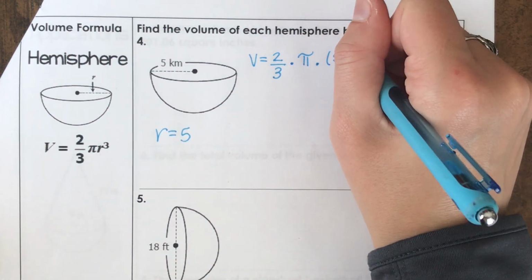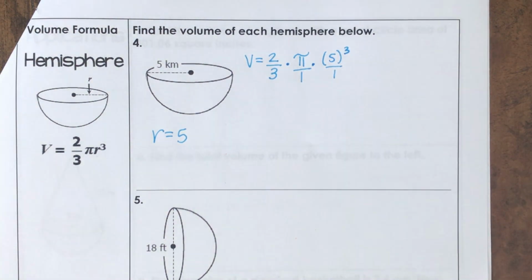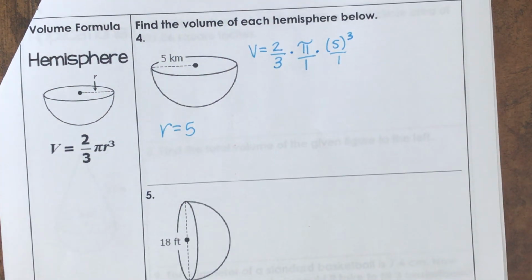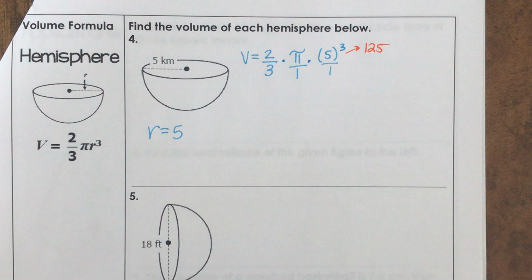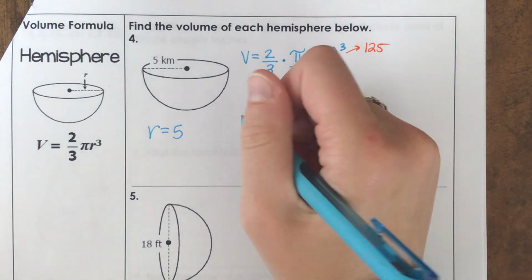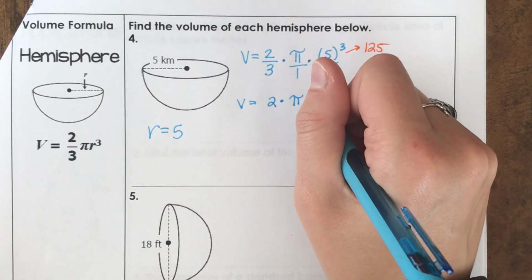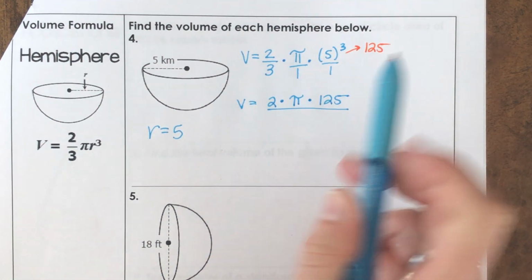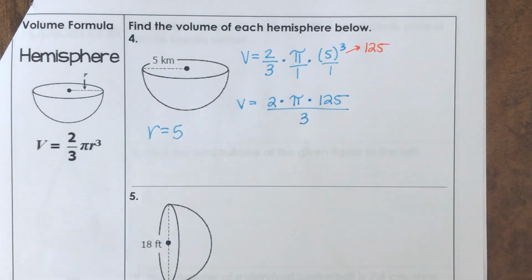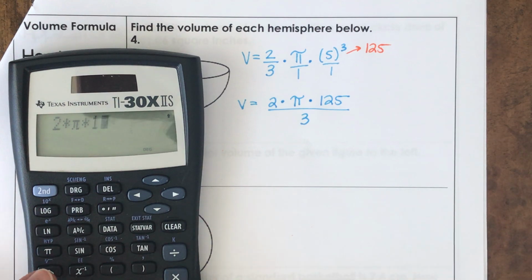So 5 cubed. That means 5 times 5 times 5. Well, 5 cubed I know is 125. So I'm going to multiply all my numbers on the top together, all my numbers on the bottom together. So I'm going to end up doing 2 times pi times 125, and I'm going to divide it by 3 times 1 times 1, which is 3. And now it's just a problem for my calculator. 2 times pi times 125, and then I divide it by 3.